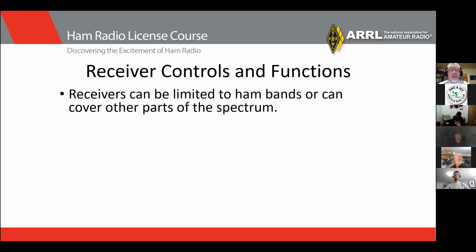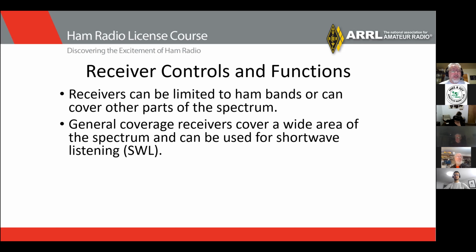Receivers can be limited to ham bands or can cover other parts of the spectrum. General coverage receivers cover a wide area of the spectrum and can be used for shortwave listening, or SWL.